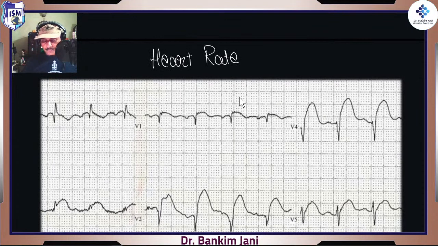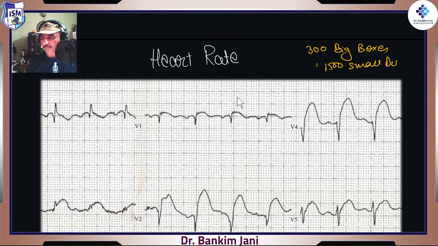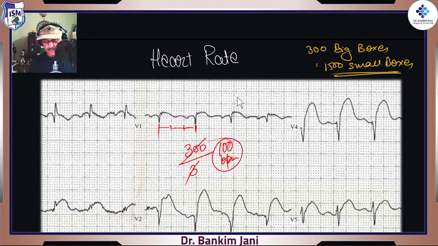Now see over here, what would be the heart rate in this case? What we were saying, to be accurate, 300 big boxes is equal to 1500 small boxes. If you want a rough assessment of the heart rate in this case, between one wave and the second wave, let's say there are three big boxes. So simply 300 divided by 3, so it is roughly 100 beats per minute.